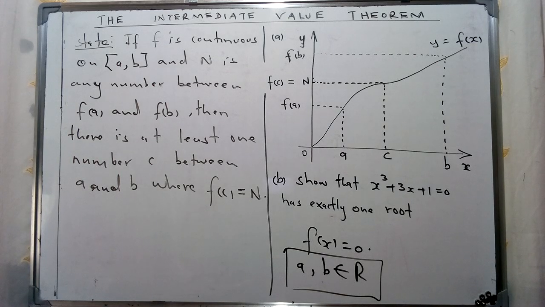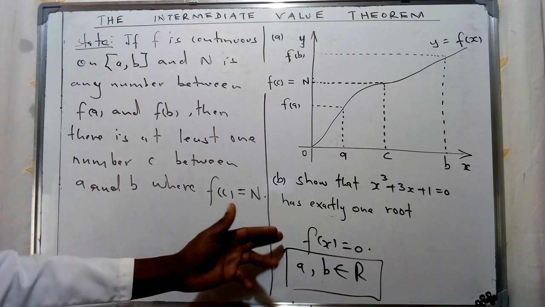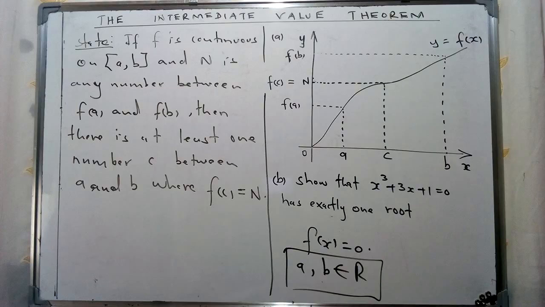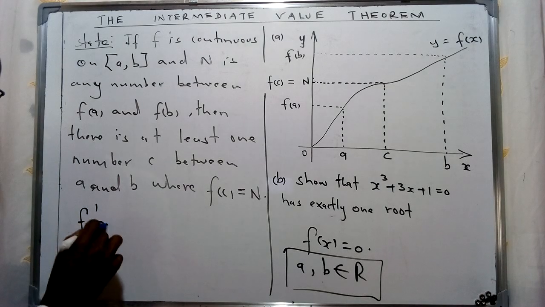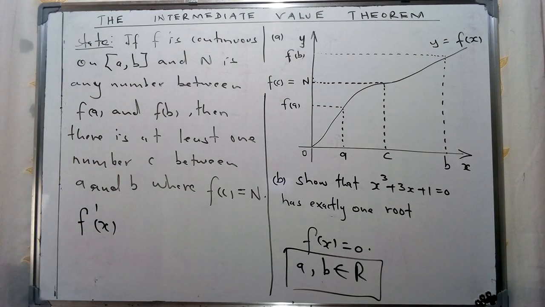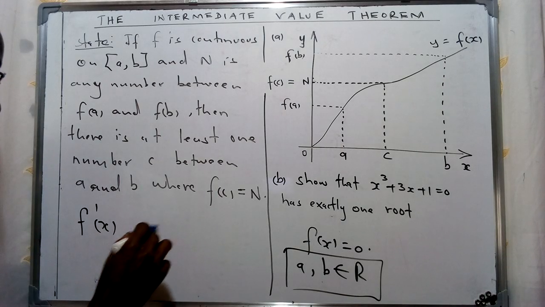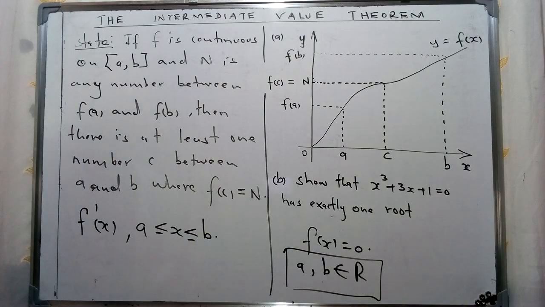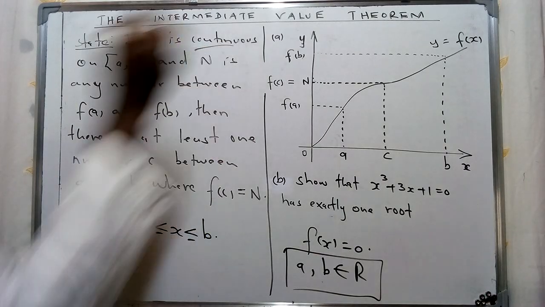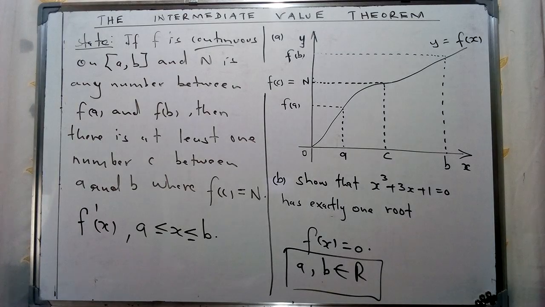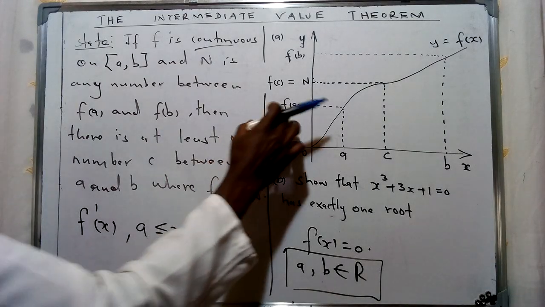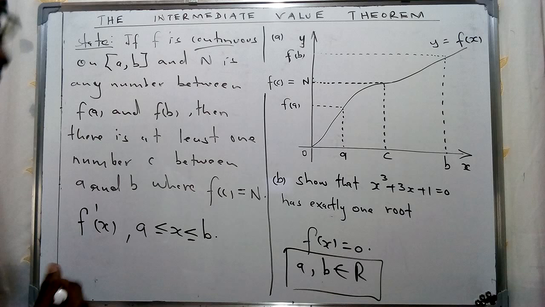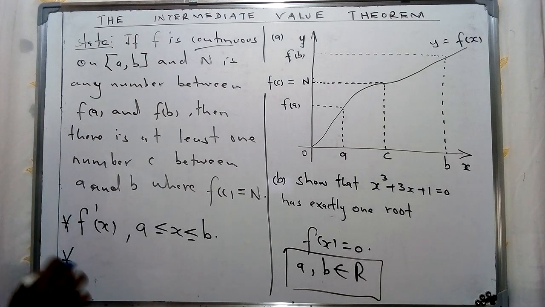Now, the first derivative of this function f of x, given as f prime of x, is continuous on this closed interval from a to b. And as we have said from this statement, that's going to be true. The values of f of a and f of b in this graph have a positive value.